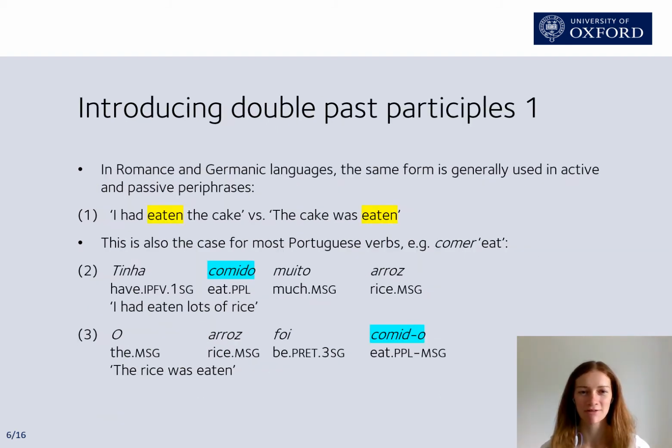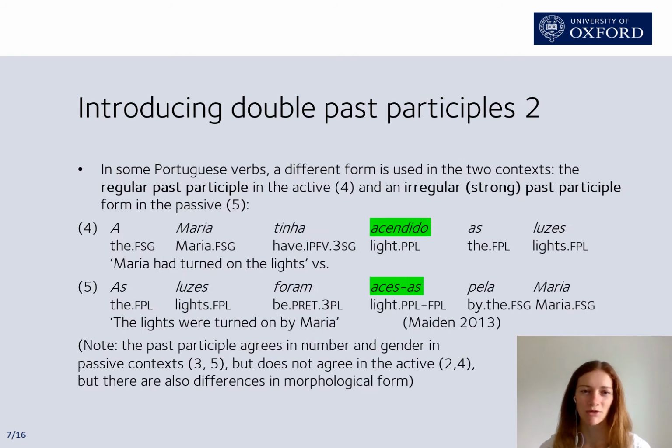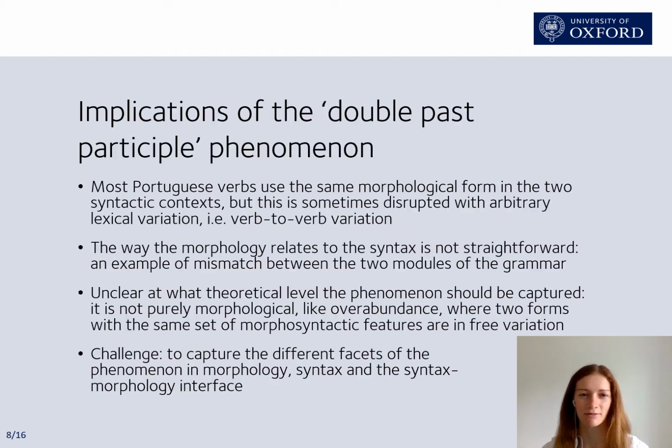Now I'll introduce you to the double past participles. In Romance and Germanic languages, the same past participle form is generally used in both active and passive verbal periphrases. For example, we say, "I had eaten the cake," and "the cake was eaten." This is the same for most Portuguese verbs. But in some Portuguese verbs, a different form is used in the two contexts. The regular past participle in the active, and an irregular or strong past participle in the passive.